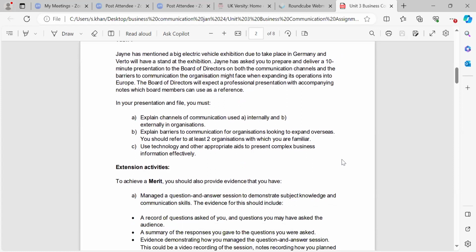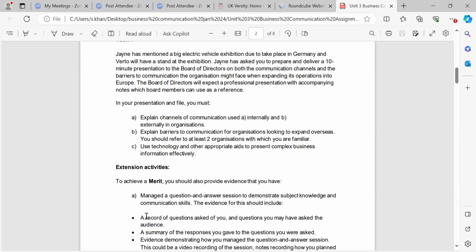If you do the extension activities, make sure you head that as well as the extension activities and what part it is, so that the person who's looking at the work knows that you've completed both the pass activities and the extension activities, either it be a merit or a distinction. So it identifies that you've done the extension activities. It needs to be made clear.